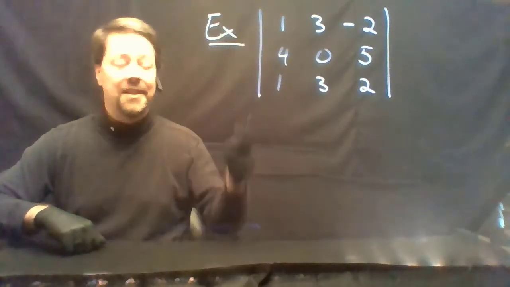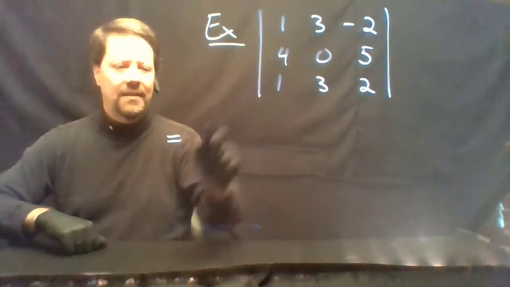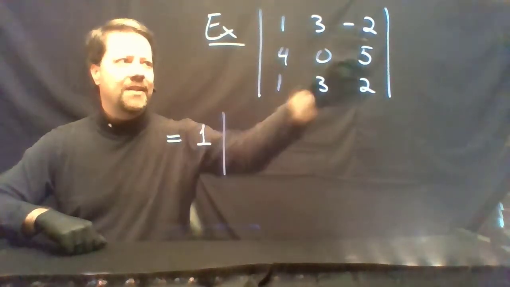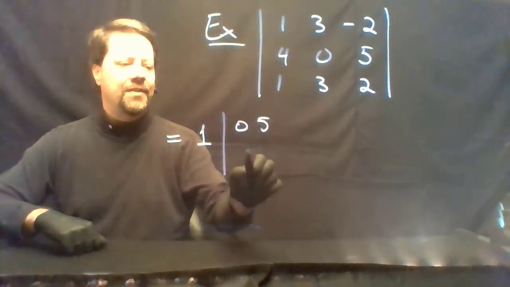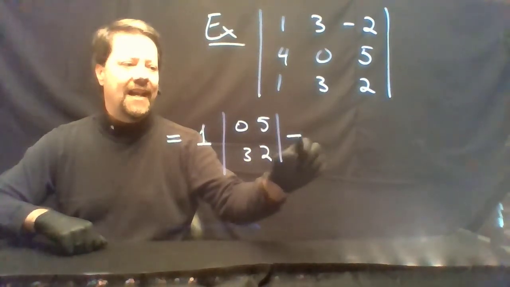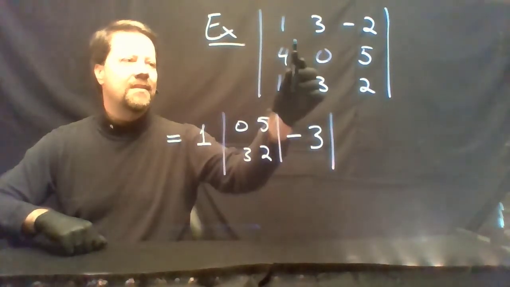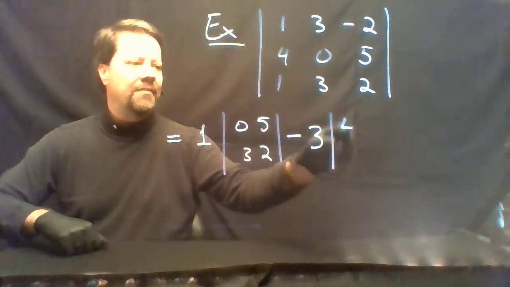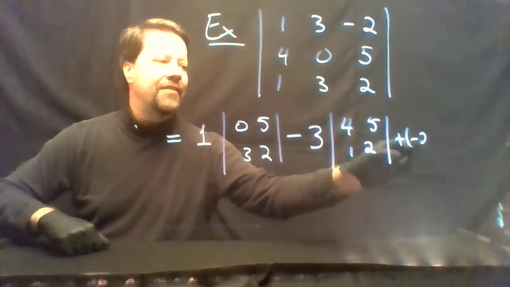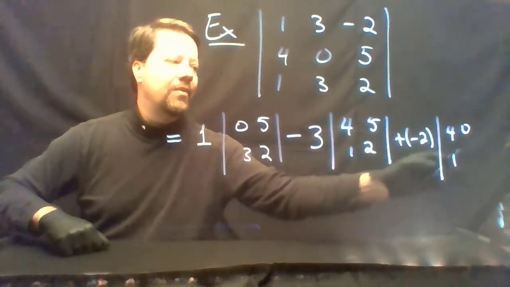Let's calculate the determinant of this matrix. We have a 1 times the determinant of the submatrix that you get by crossing out its row and column, 0, 5, 3, 2. Then you switch sign and you add negative 3. It's going to be plus, minus, plus as we go across. Cross out its row and column, that'll be 4, 5, 1, 2. And then you add a negative 2 times what you get when you cross out the row and column. That's 4, 0, 1, 3.